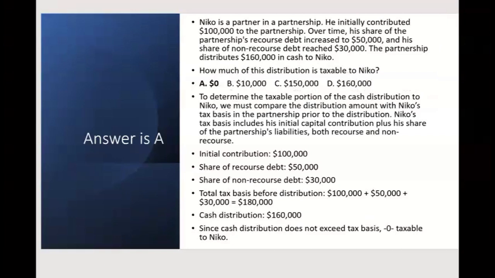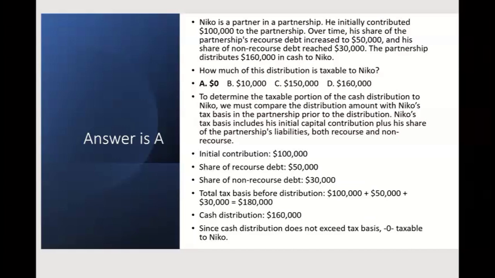And the answer is A, 0. Because to determine the taxable portion of the cash distribution, we compare the distribution with Nico's tax basis, not his at-risk basis. His tax basis includes his initial capital contribution plus his share of the partnership liabilities, both recourse and non-recourse. So now we add the $30,000 of non-recourse debt. Of course, we add the recourse debt and the initial contribution. So we're up to $180,000. That's his total tax basis before the distribution.